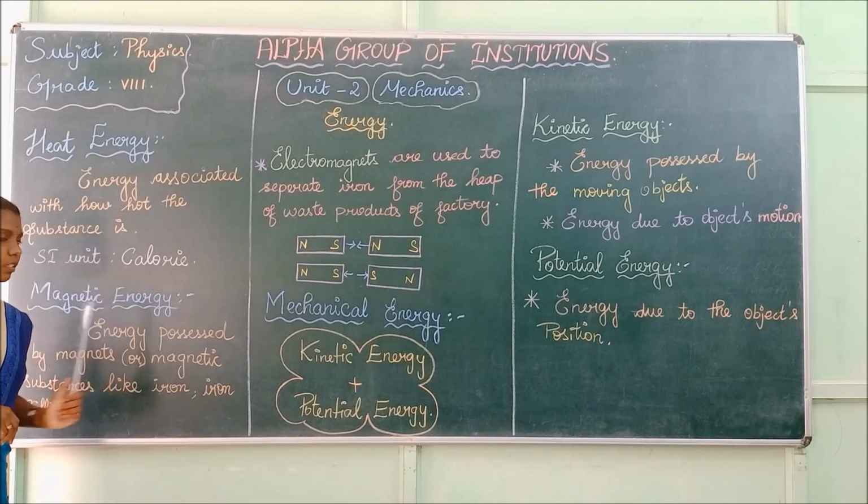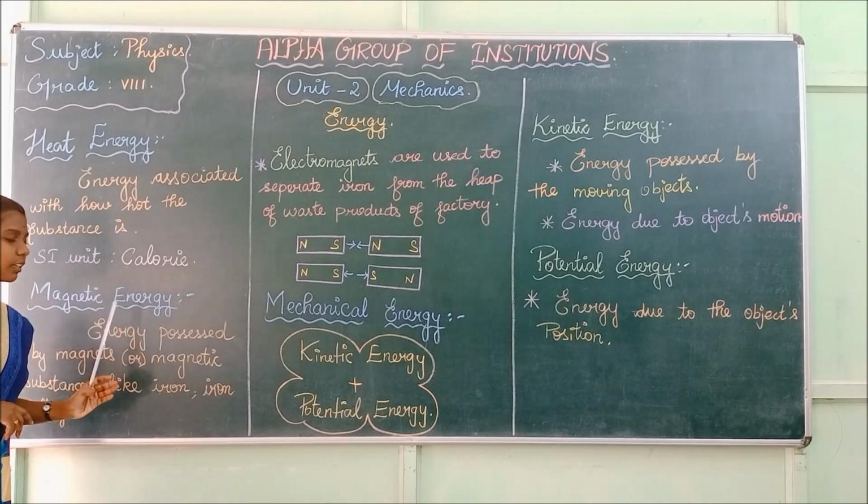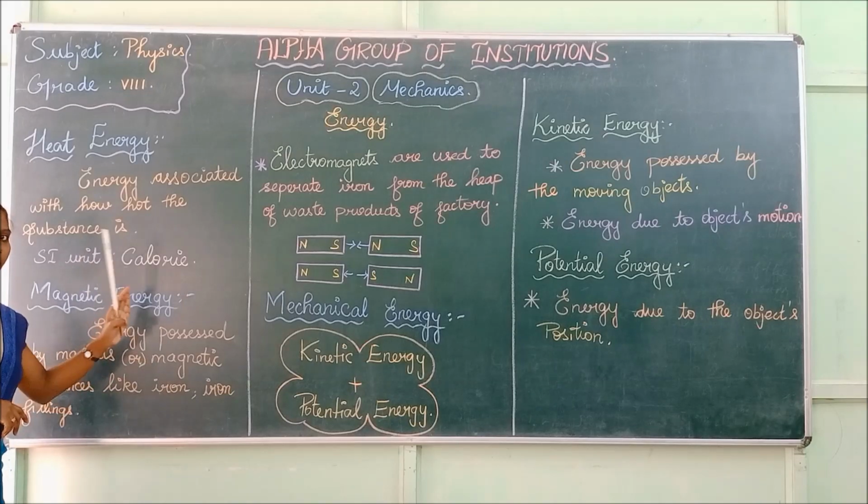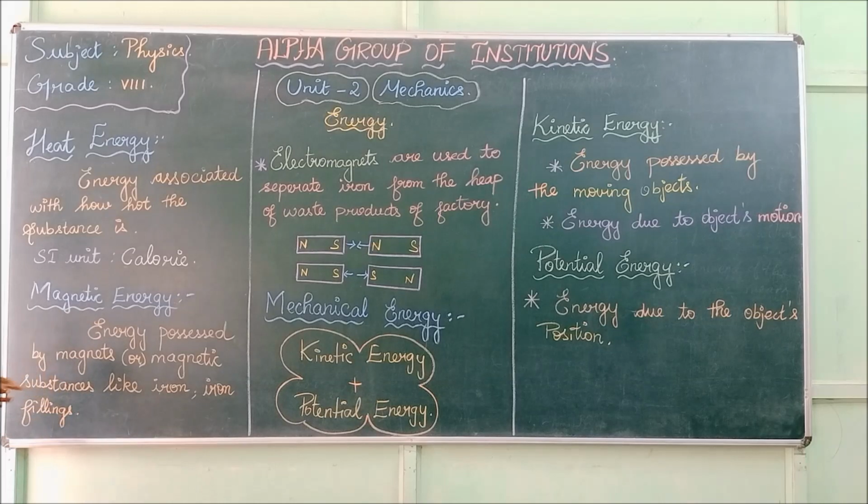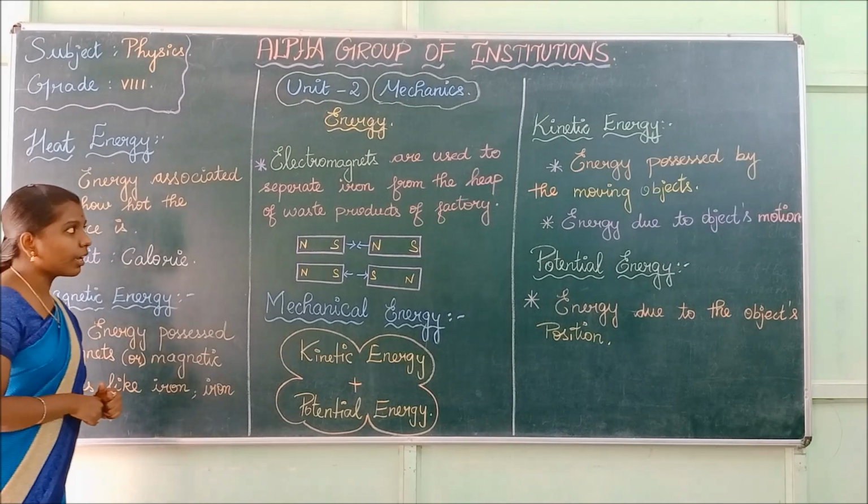The next form of energy that we are going to see is magnetic energy. From the word itself, it is clear that the energy possessed by magnets or magnetic substances like iron filings, etc. is said to be magnetic energy.